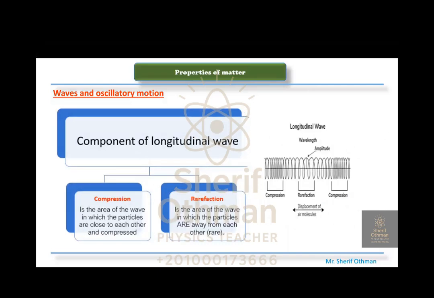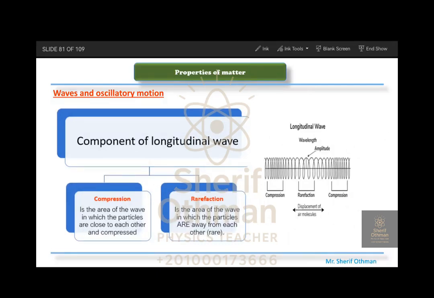What are the components of longitudinal wave? As we said, guys, longitudinal wave is the vibration of medium particles forward and backward. So it can make something called compression and rarefaction.